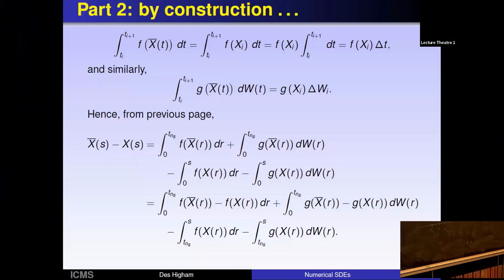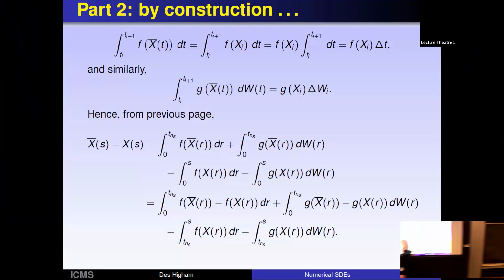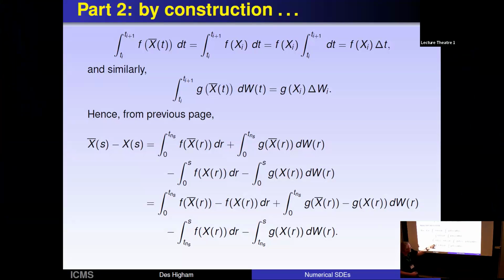So when we compare these integrals, we can pull them together up to time TNS, and then there'll be a bit left over from TNS to S in these second sets of integrals. Okay, so the first integrals involve differences of numerical and exact over that time interval, and what's left over, these little bits of integral, just involving the exact solution.